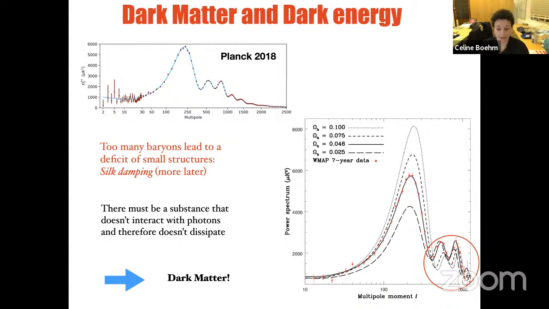So you need something which is not dissipating, and therefore it's very likely that we need to add something that we've never seen. I'll come back to this, it is the subject of a lecture today, but it's important to understand that this plot can only be realized either by adding a substance which doesn't dissipate or potentially modifying gravity.